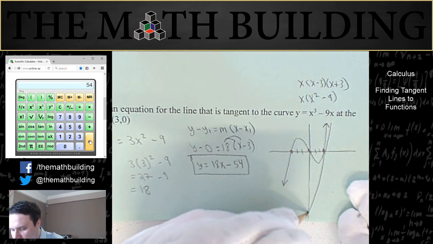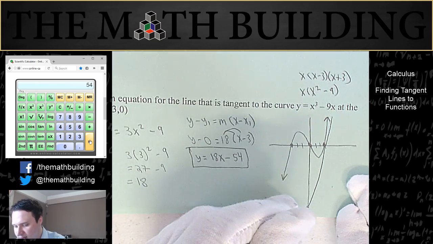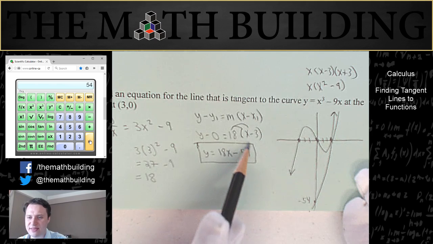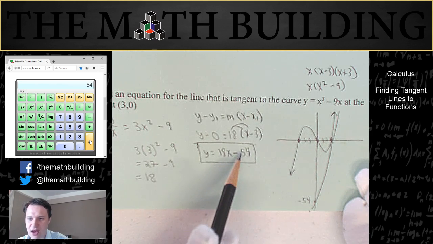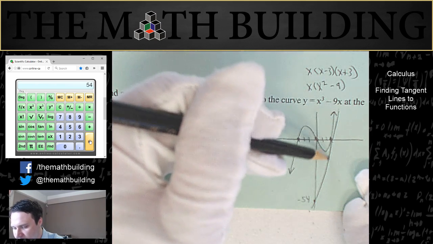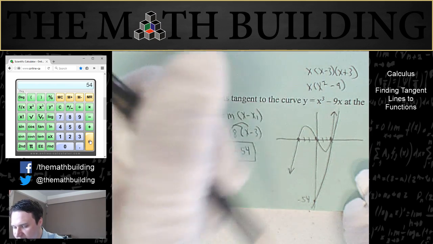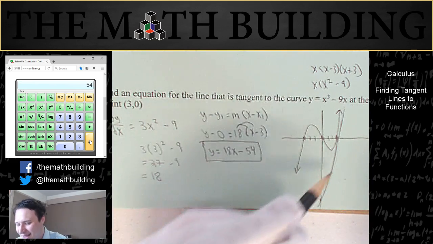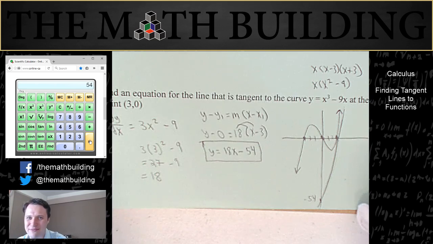And we know what this point will be right here. That point is negative 54, because that's the y-intercept of our tangent line. And so we see that this tangent line is pretty steep. It has a slope of 18, and it's supposed to be straight, so just imagine it's straight. And you can see that it would cross down here at negative 54.